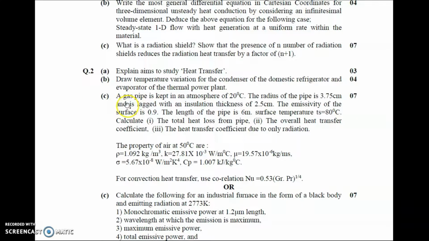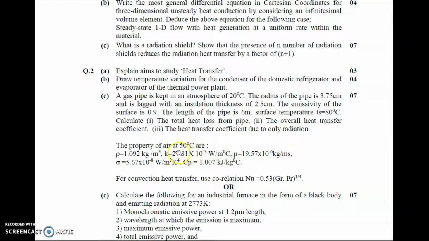The first numerical asked in question 2C is: a gas pipe is kept in an atmosphere of 20 degrees. The radius of the pipe is 3.75 centimeter and it is lagged with insulation of thickness 2.5 centimeter. The emissivity of the surface is 0.9. The length of the pipe is 6 meter. The surface temperature is 80 degrees centigrade. Calculate the total heat loss from the pipe, the overall heat transfer coefficient, and third, the heat transfer coefficient due to only radiation.